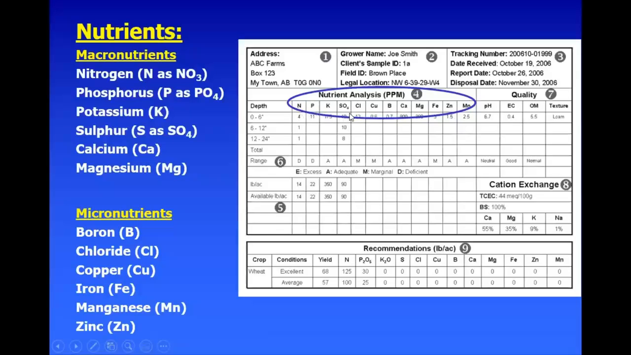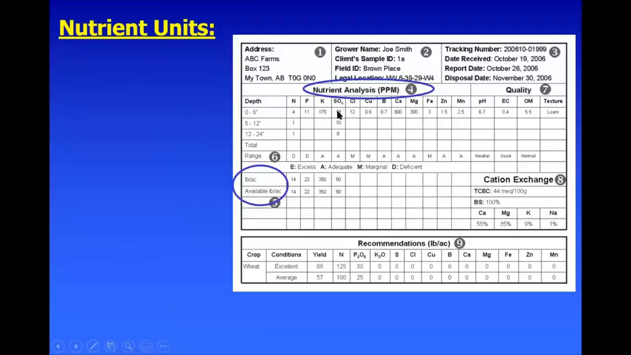The major nutrients, NPK and S, sometimes will be reported in ppm, but then they'll convert them over to pounds per acre. And how do we actually make that conversion? Well, here ppm stands for parts per million, and over here we have the abbreviated form of pounds per acre. But how do you convert that?